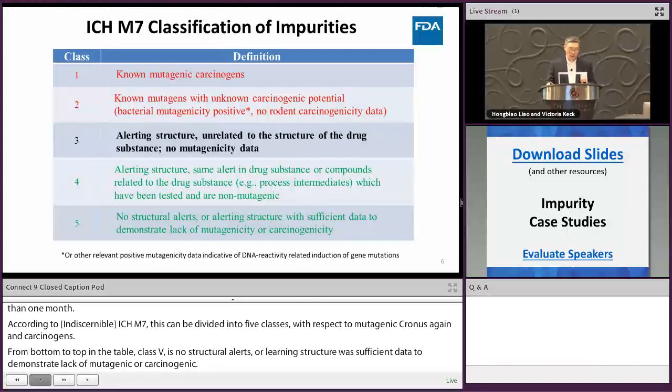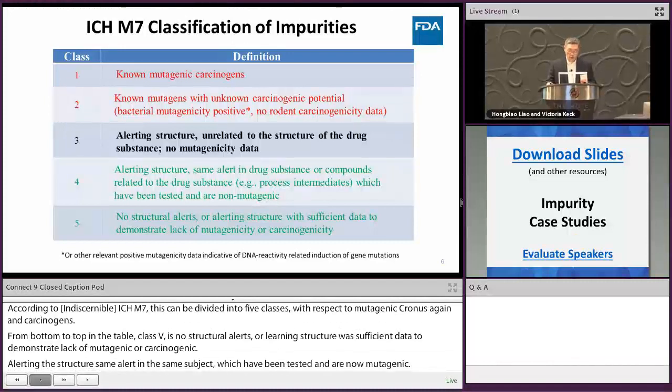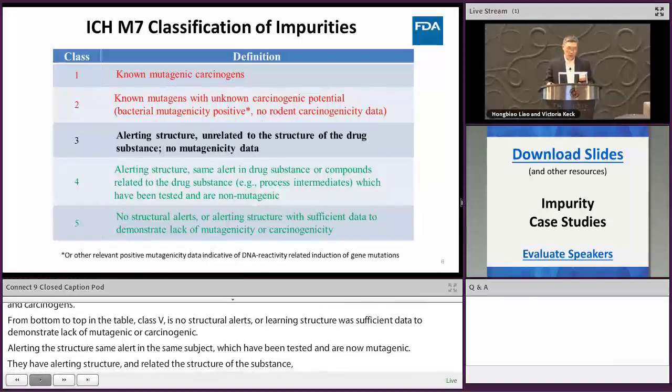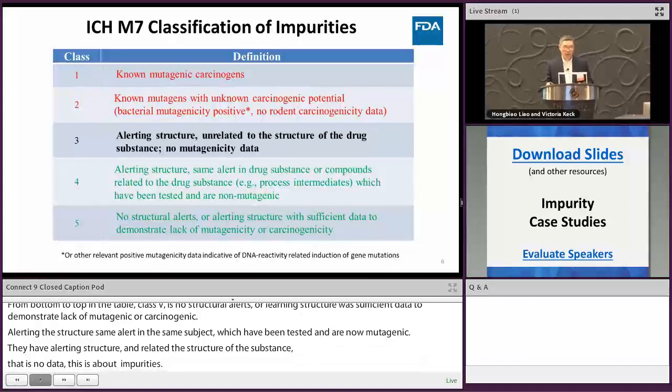Class 3 impurities have an alerting structure unrelated to the structure of the drug substance. There is no mutagenicity data. The majority of PGI-related deficiencies are about Class 3 impurities. Class 2 impurities are known mutagens without carcinogenicity data, and Class 1 impurities are known mutagenic carcinogens. So what are the control strategies for ICH M7 classified impurities?